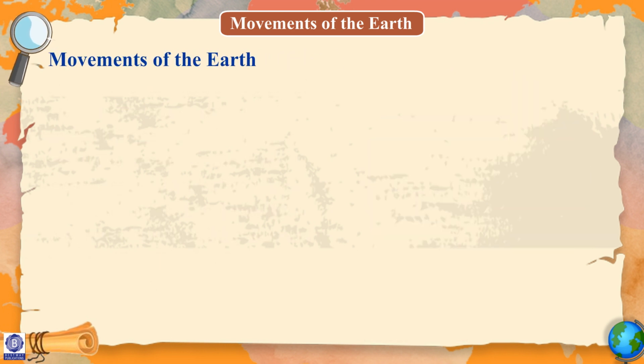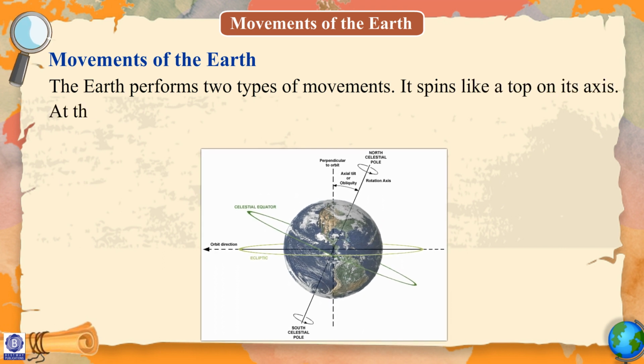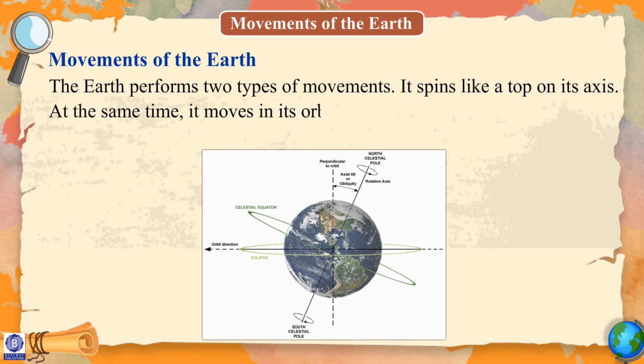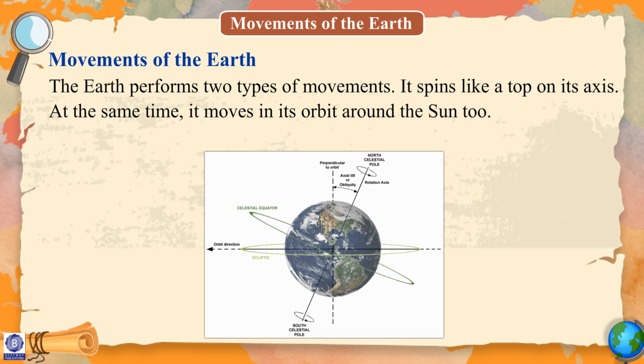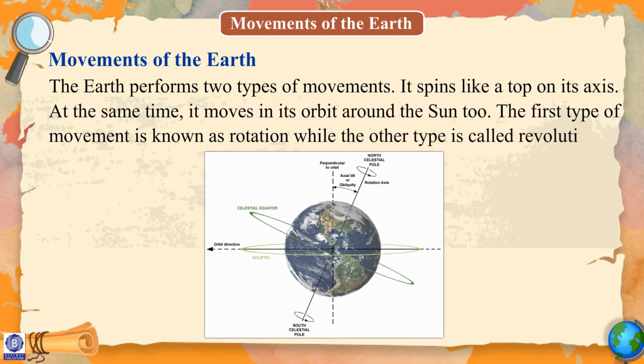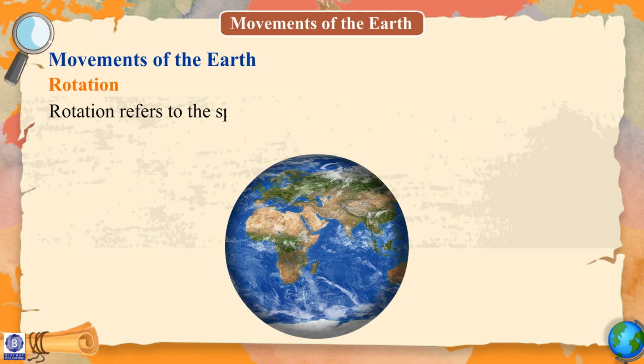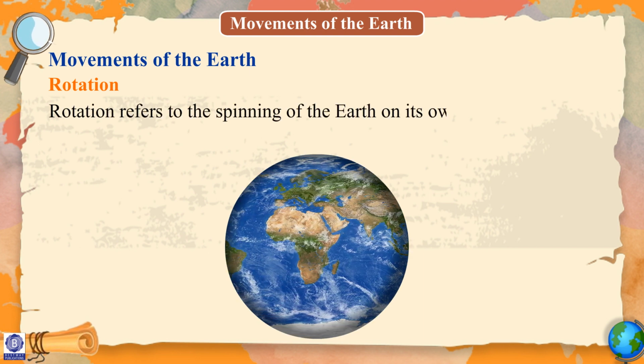Movements of the Earth. The Earth performs two types of movements. It spins like a top on its axis. At the same time, it moves in its orbit around the Sun too. The first type of movement is known as rotation, while the other type is called revolution. Rotation. Rotation refers to the spinning of the Earth on its own axis.